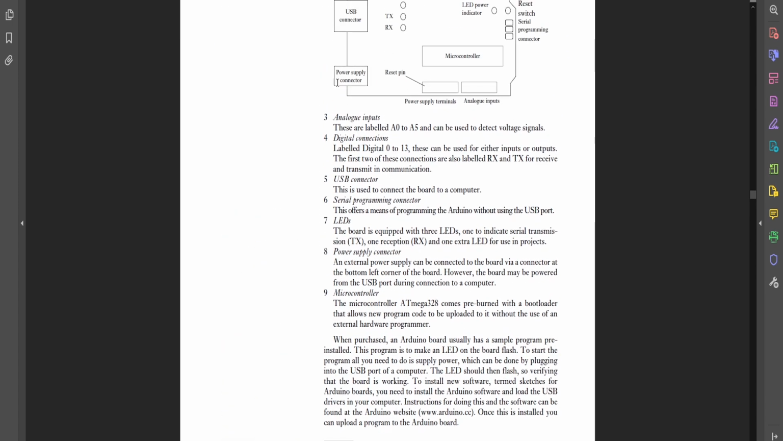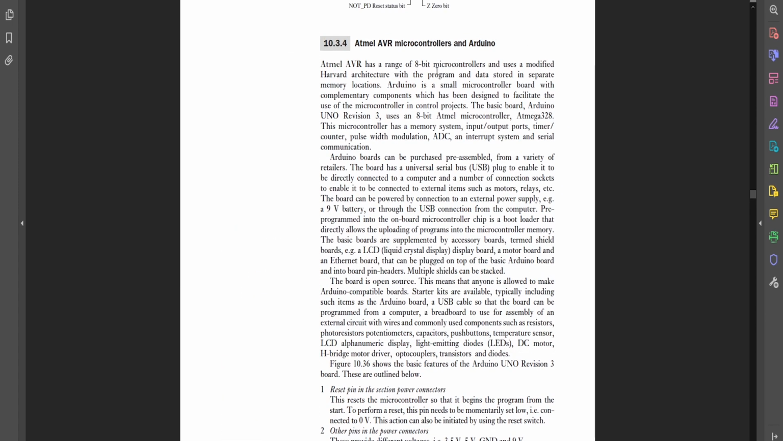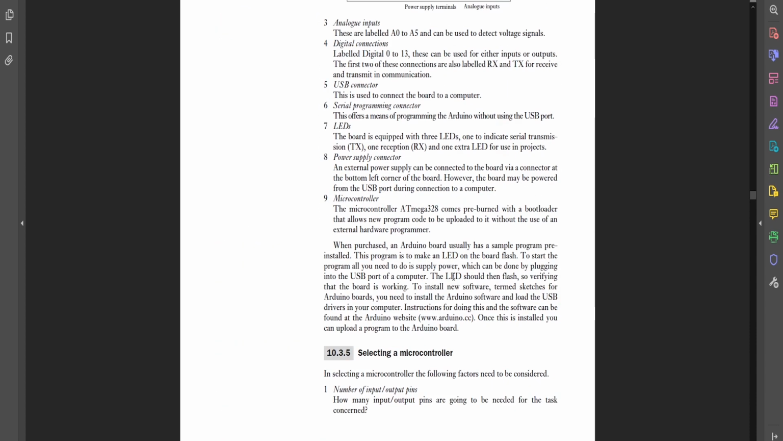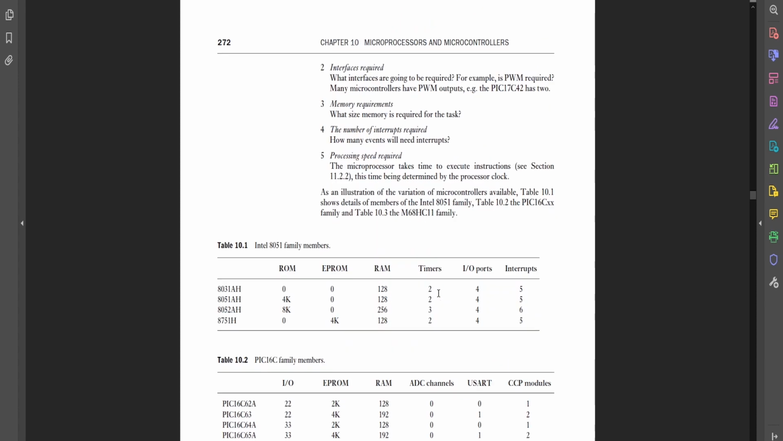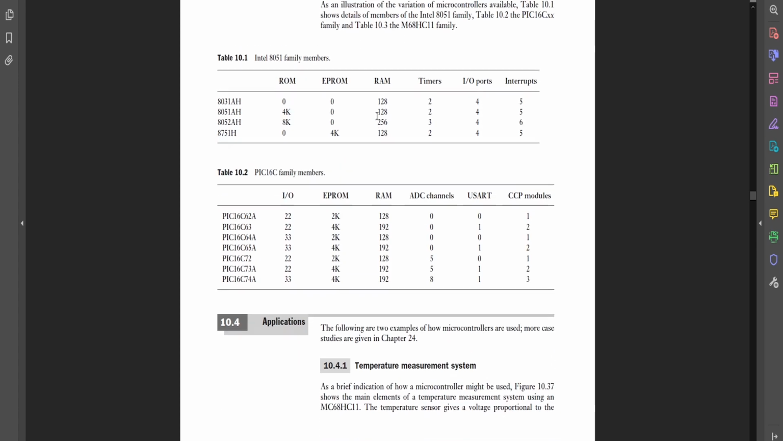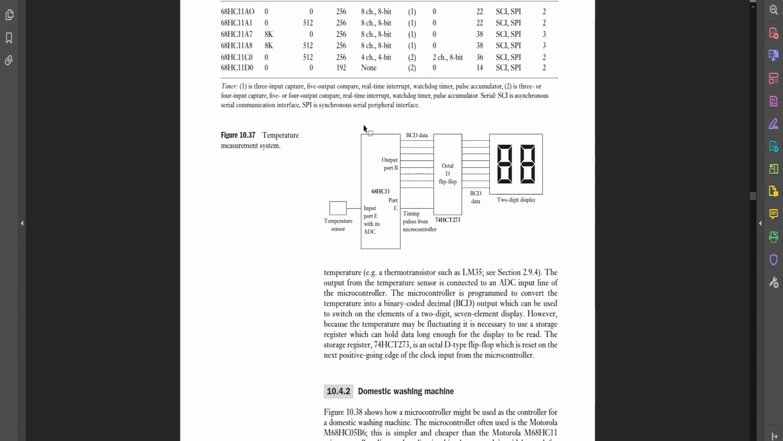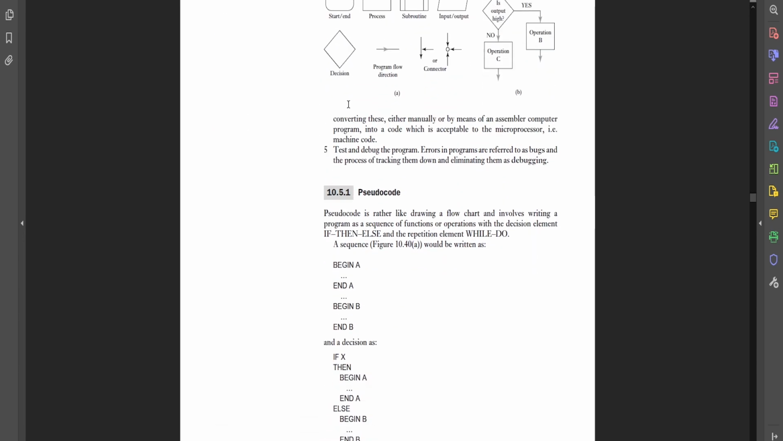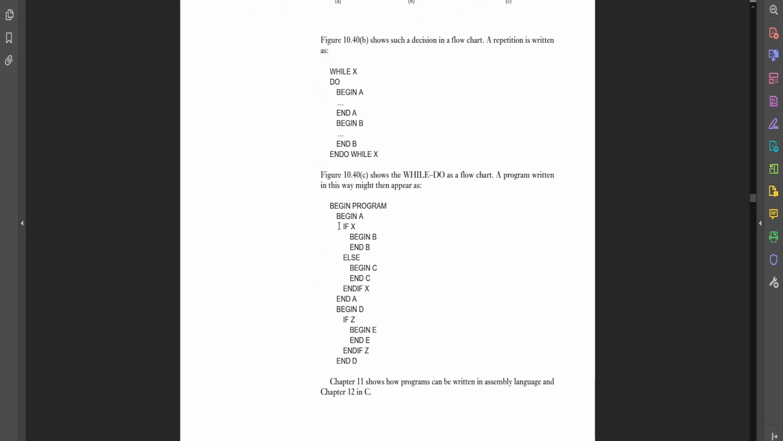Okay, what's this? Oh no, okay. Arduinos and stuff like that. Selecting a microcontroller, number of inputs, interface required. Yeah, that's fine. Applications, temperature measurement system, domestic washing machine, programming, define and program, pseudocode. I'm right with all of this.